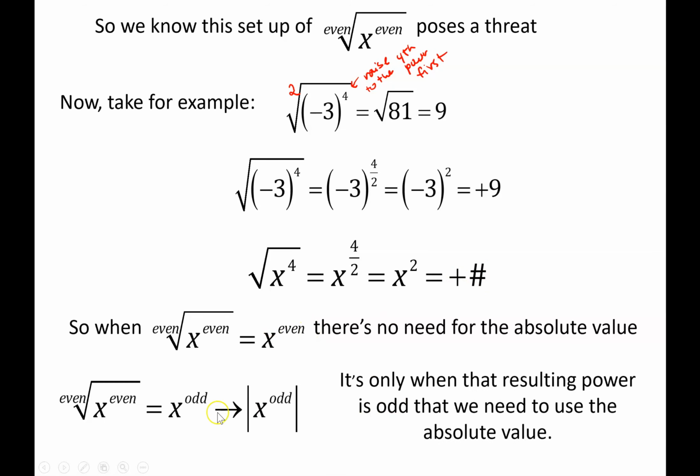So again, it's only when the resulting power is odd, right? Because we're supposed to have only a positive answer, but this x might be allowed to be negative now because it's being raised to an even power. But if it comes out as x to an odd power, that's when you need the absolute value. You don't need to worry about it if the resulting power is even.